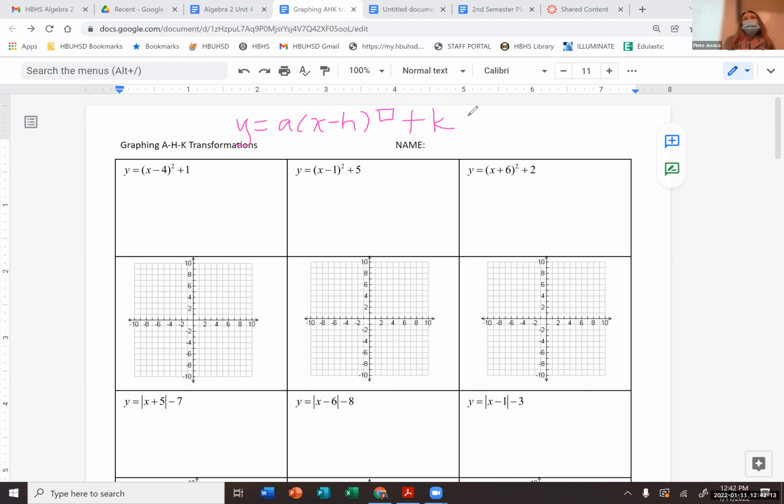And our first step is going to be identifying the HK. So remember, in the parentheses, we switch the sign because it's a minus in the formula. So the first one is 4,1. The second one is 1,5. The third one is -6,2. Please finish and find all of them on the page.